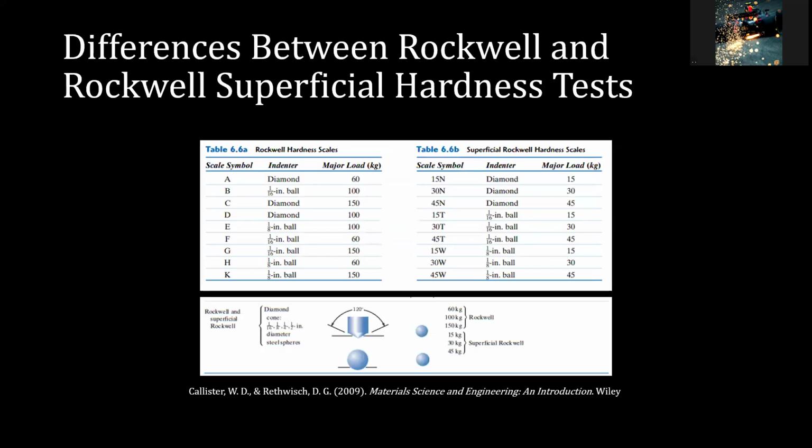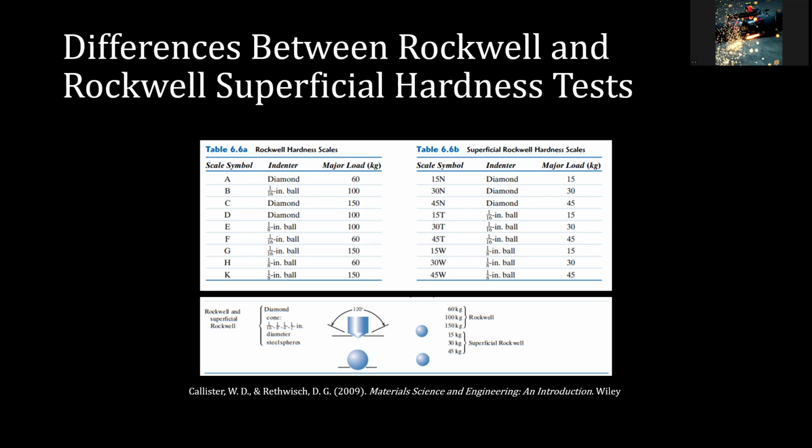And the Rockwell and Rockwell superficial hardness tests are widely used methods for measuring material hardness, but they differ in their application. The standard Rockwell tests use larger loads ranging from 60 to 150 kg, which makes it ideal for thicker materials or metals. In contrast, the Rockwell superficial test uses lighter loads between 15 and 45 kg, which is better suited for thinner materials or coatings.